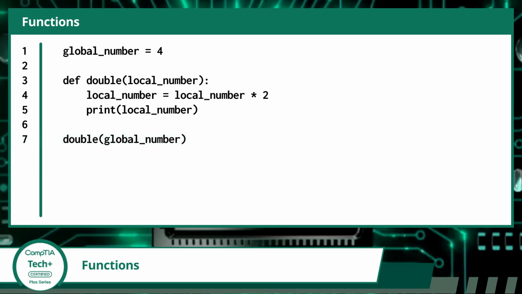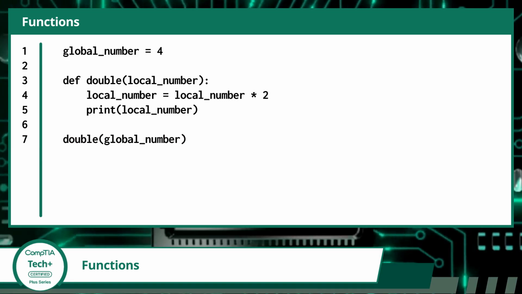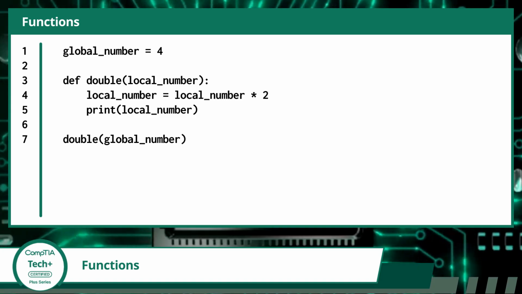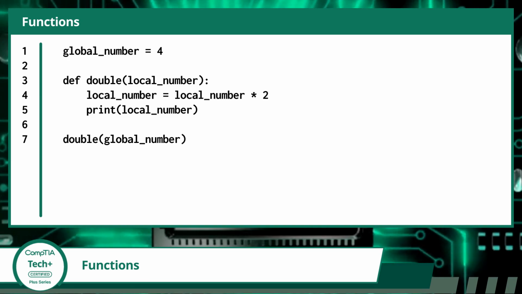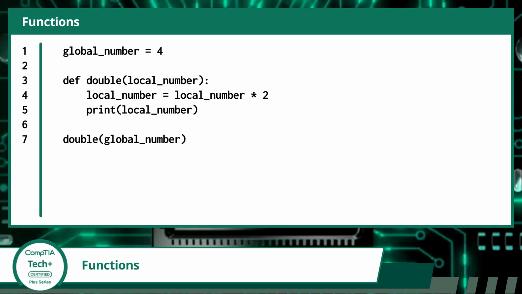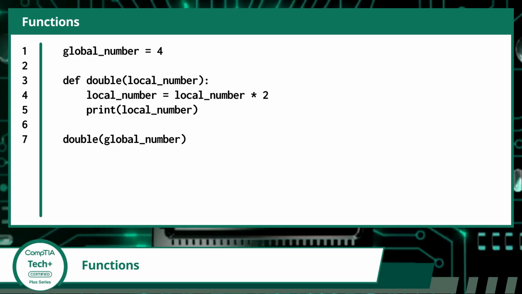Now, one more concept to learn before I wrap up this video on functions. I would like to teach you about global and local variables. And I must admit, I was deliberate when choosing my variable names this time around. Global and local variables are fundamental concepts in programming that define the scope or accessibility of variables within a program. A global variable is one that is defined outside of any function or code block.